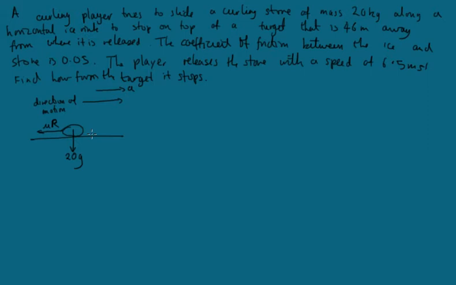Now, first we need to find our normal contact force. So we resolve vertically first, where we've got to put our normal contact force, R. Because it's on the horizontal, R is going to be 20 g, so 200 newtons. And so it's resolved vertically.